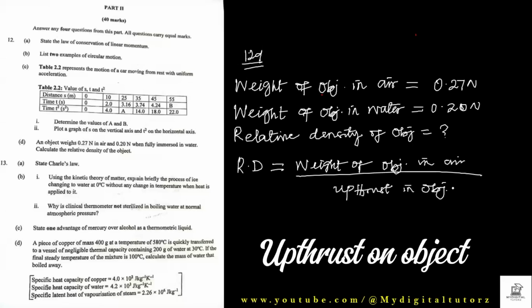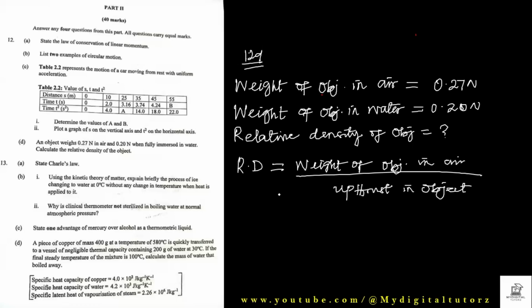When an object is immersed inside water completely or partially, the water will exert an upward force, and that upward force is what is known as upthrust. So upthrust is equal to the difference between the weight of the object in air and the weight when immersed in water. So that will be 0.27 minus 0.20, which will give us 0.07. I hope this is understood.